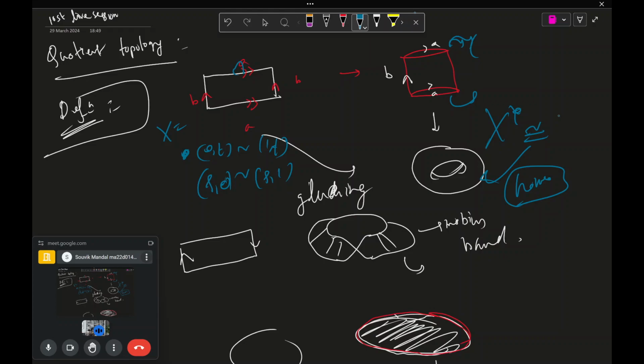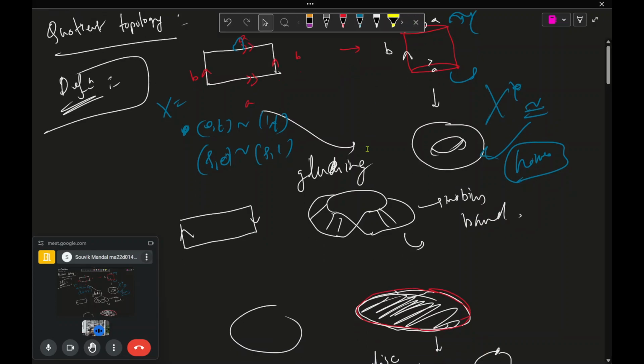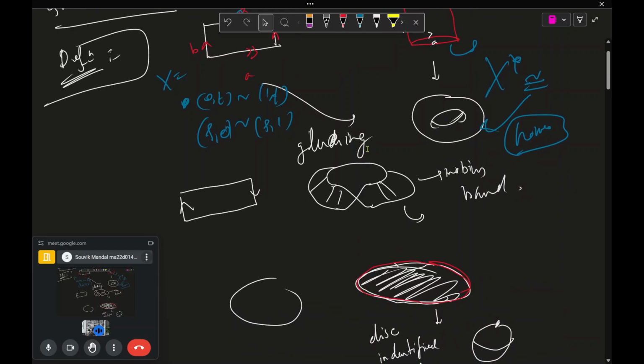In the second example, we identify the boundary of a disk to a single point, which gives a sphere. So here also we want to show that the quotient space is homeomorphic to the sphere.